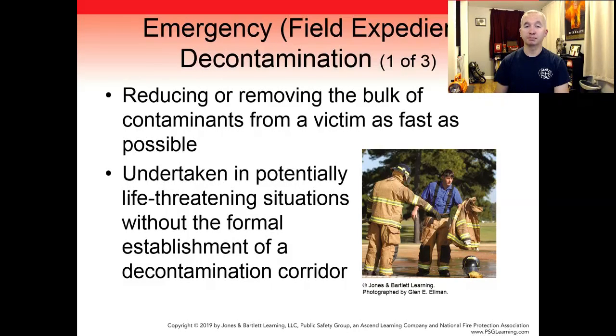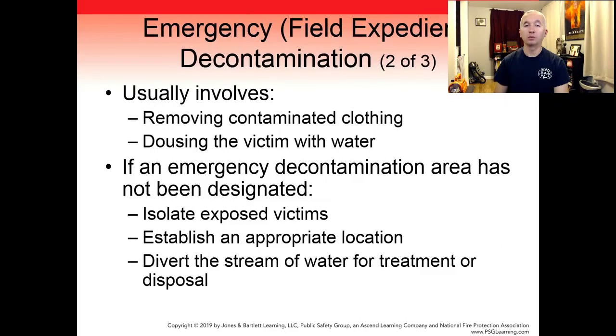Emergency field expedient decontamination is the process of quickly reducing or removing the bulk of contaminants from a victim as rapidly as possible. It is undertaken in potentially life-threatening situations without the formal establishment of a decontamination corridor. A more formal and detailed decontamination process may follow later. It usually involves removing contaminated clothing and dousing the victim with large quantities of water.